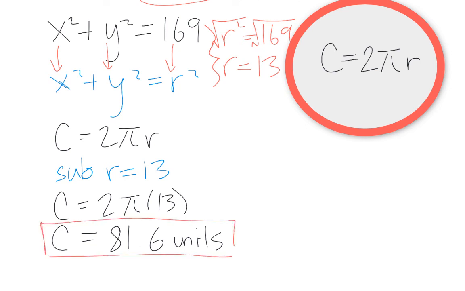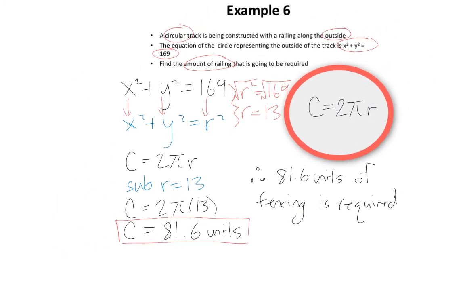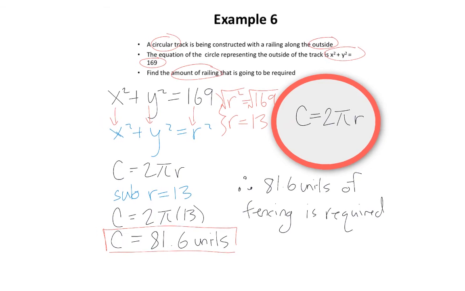I'm going to write a concluding sentence. Therefore, 81.6 units of fencing is required. I'm just going to zoom out to show you all the work that was required for this one question.